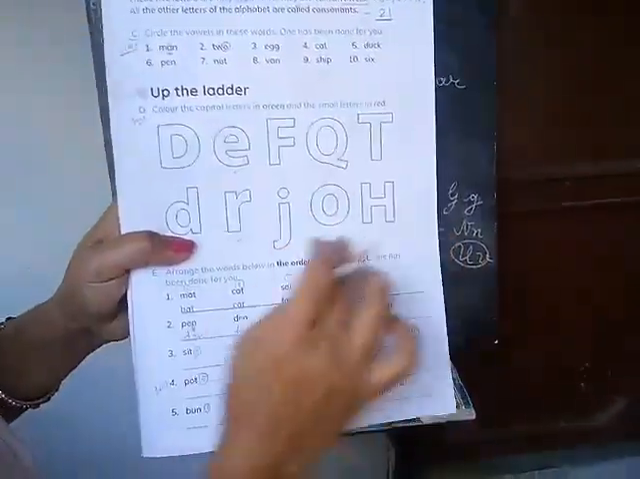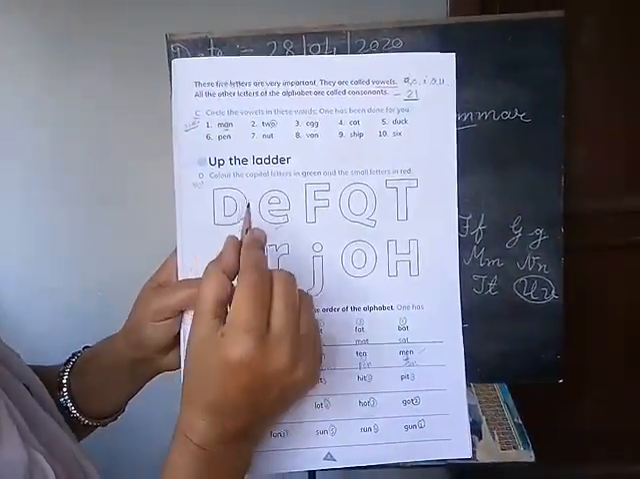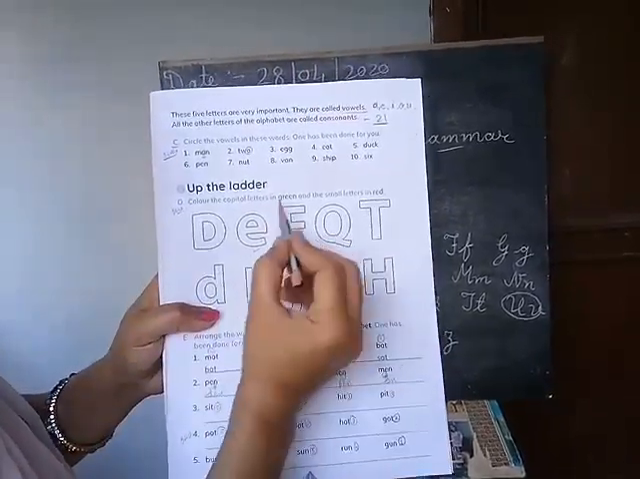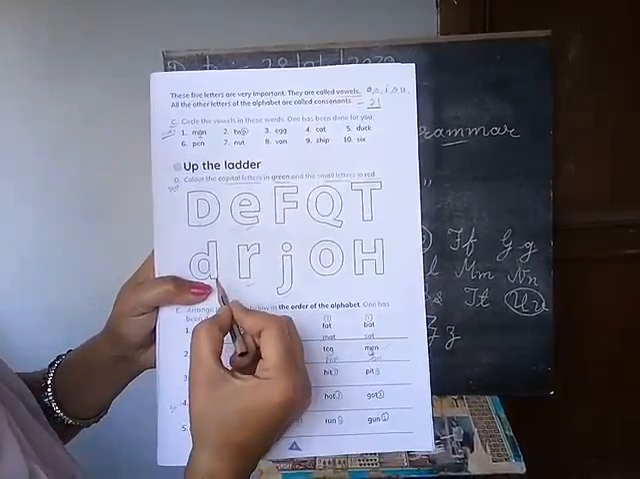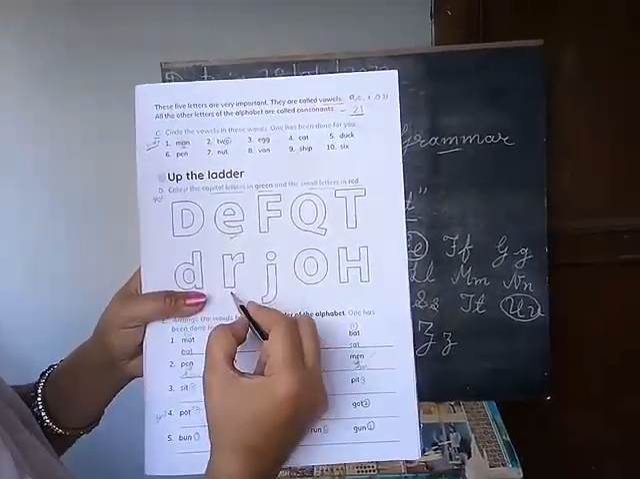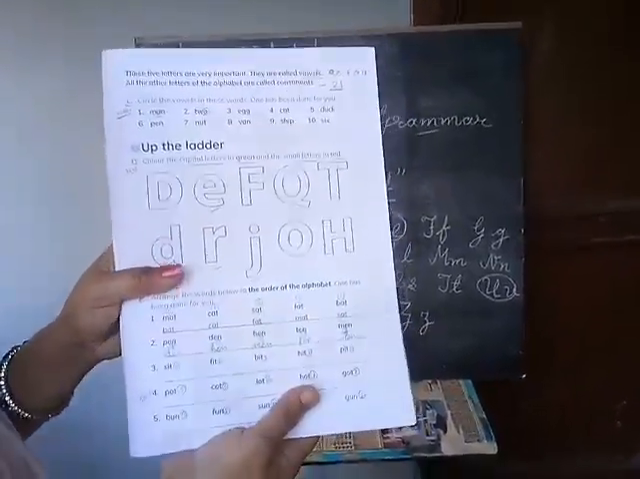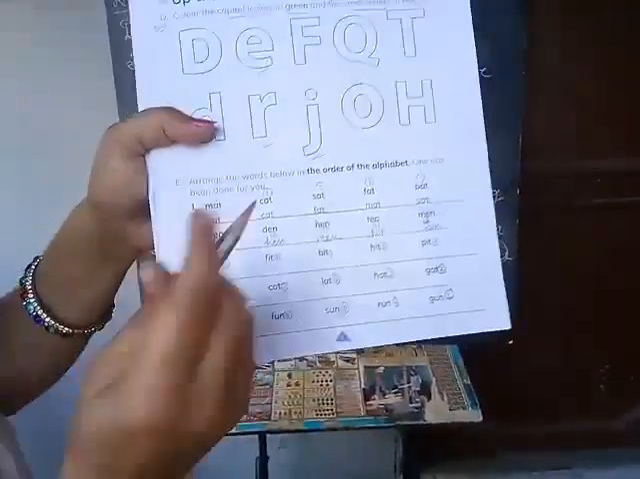Now this is the part where you have to find the small and capital letters, and you have to color the capital letters in green color and small letters in red color. Which are the small letters? E, D, R, J. These 1, 2, 3, 4 letters are small letters, so you have to color them in red color.